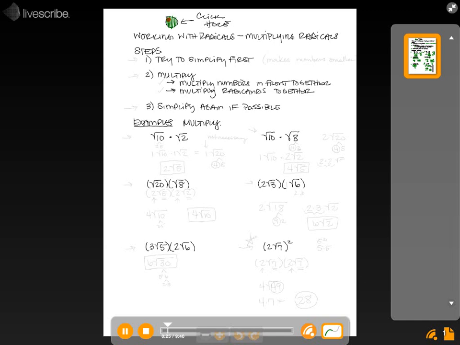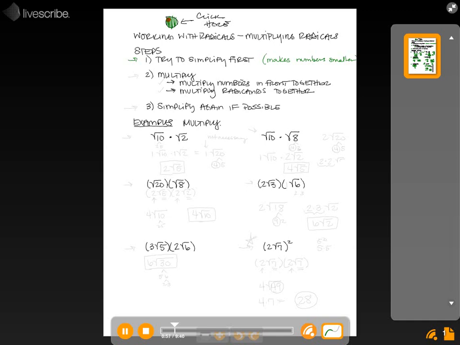Now there's a couple steps. There's 3 steps that you want to do when you multiply radicals together. Step 1 is to try to simplify first. The reason you want to try to simplify first is that it will make your number smaller. If you don't simplify first, you can get some huge radicands, some huge numbers underneath the radical sign. You can get things in the thousands. So it's always a good idea to simplify first.